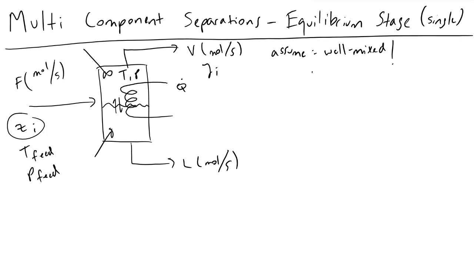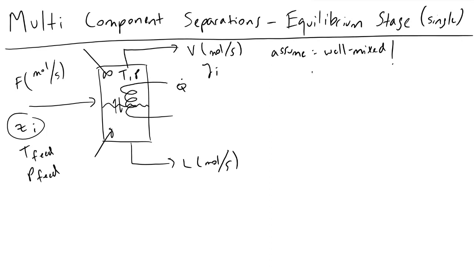But for the sake of an introduction to multiple component distillations and equilibrium stages, we're going to make the assumption that we are well mixed. Consequently, the concentration of our components, the molar ratios of our components in the vapor and liquid phase, is homogeneous throughout.